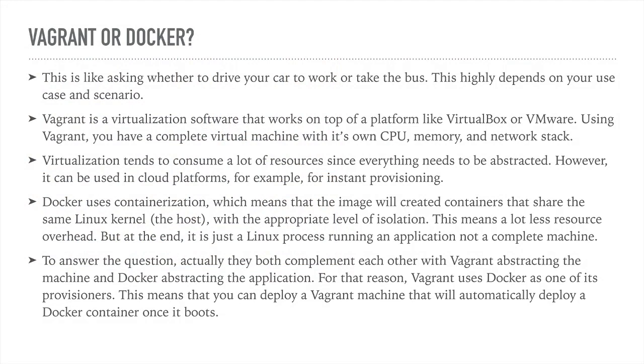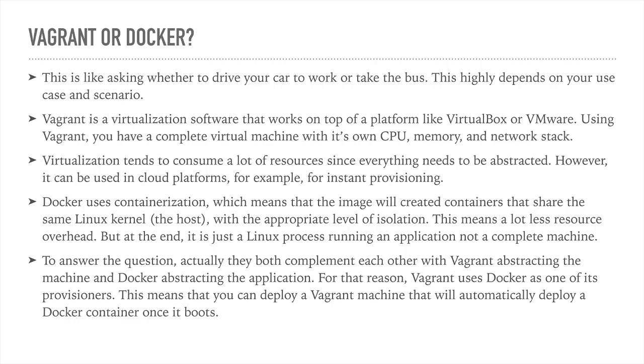Vagrant or Docker when you want to provision a software or an application, or if you want to build your infrastructure. Actually, asking a question like that is just like asking whether to drive your car to work or take the bus. This highly depends on your use case and scenario. What are you going to use your infrastructure for? Vagrant is a virtualization software that works on top of a platform like VirtualBox or VMware. Using Vagrant, you have a complete virtual machine with its own CPU, memory, and network stack.